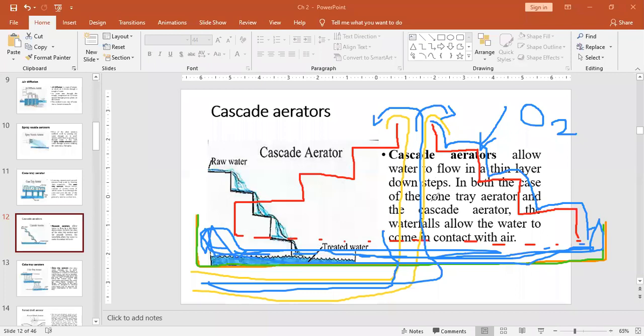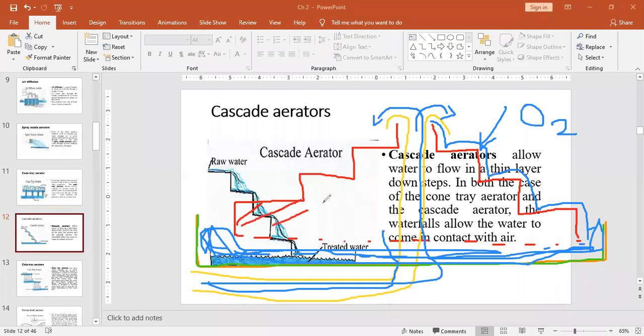Cascade aerator. Cascade aerators allow water to flow in a thin layer down steps. In both the case of the cone tray aerator and the cascade aerator, the waterfalls allow the water to come in contact with air. It looks generally like this. The red color, you can see these are the steps, constructed steps.